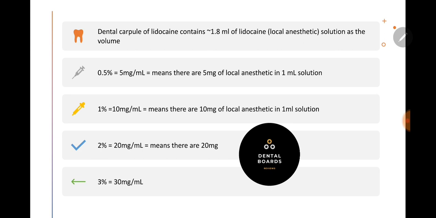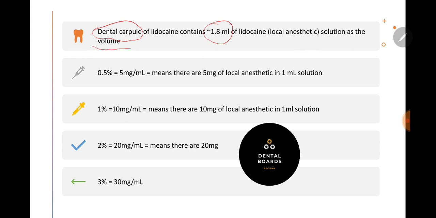The dental capsule has 1.8 milliliters. If you looked at my previous video on local anesthetic, in terms of the cheat sheet, in terms of how to quickly calculate the amount if you're in an exam. Now we're going to go into a little more detail to allow you to memorize and know this information easily. So one dental capsule of lidocaine has 1.8 mLs of local anesthetic solution as the volume.